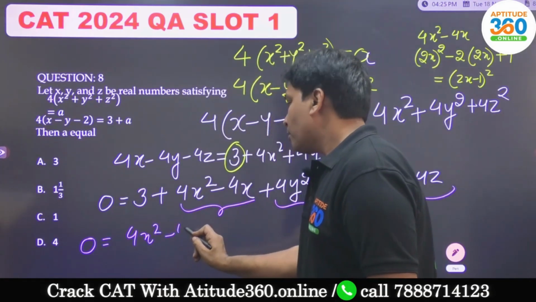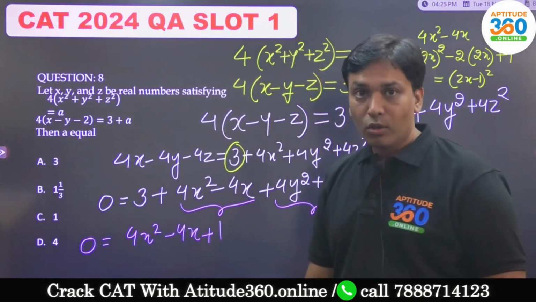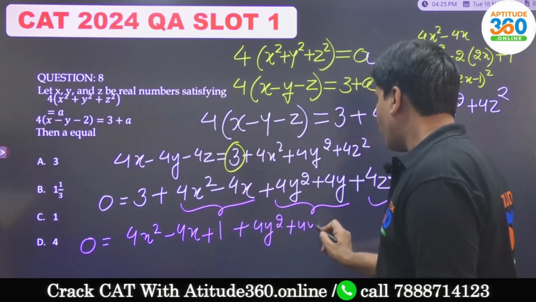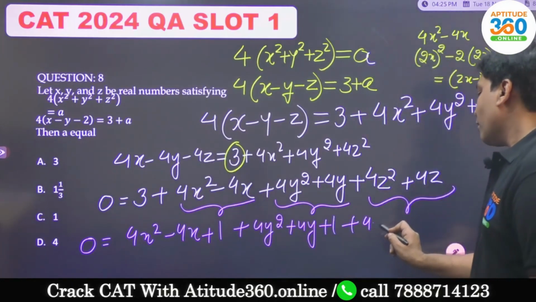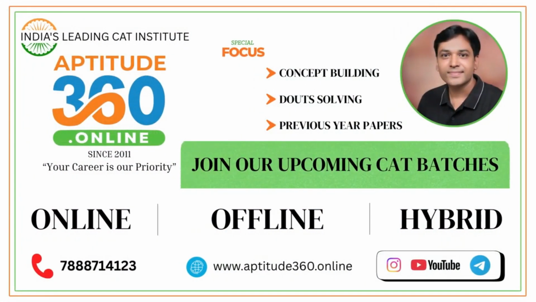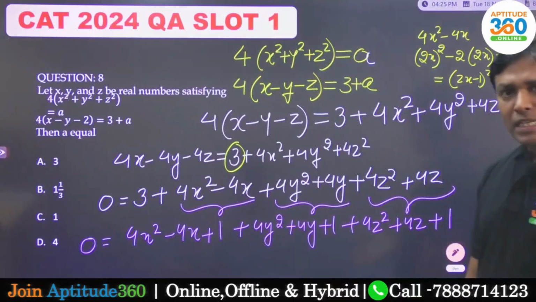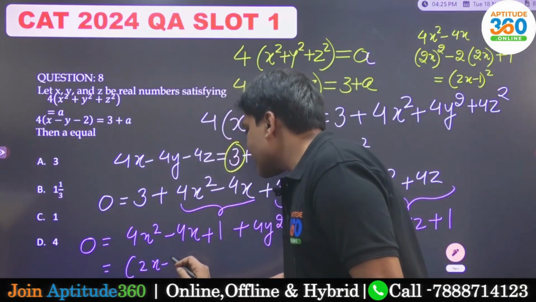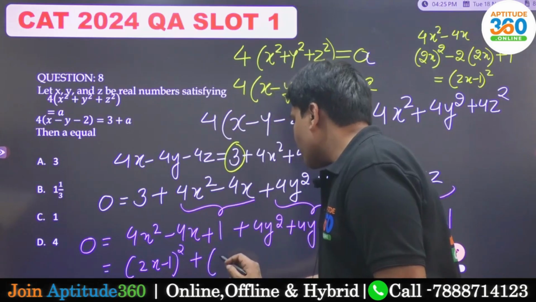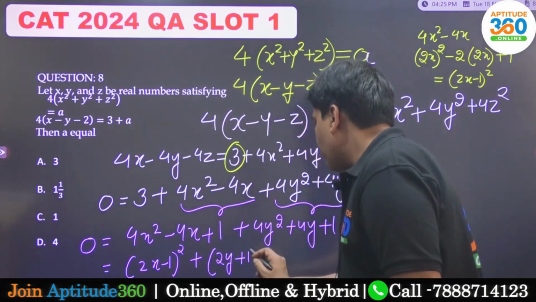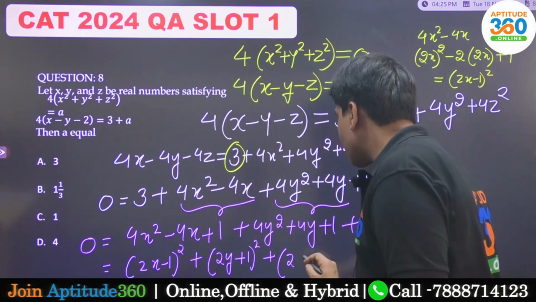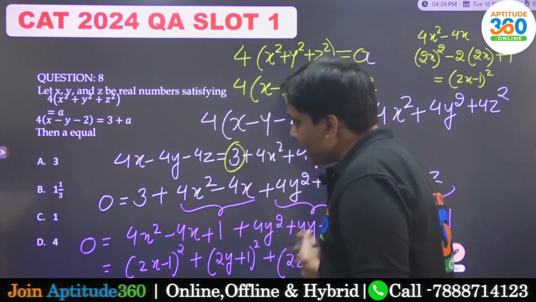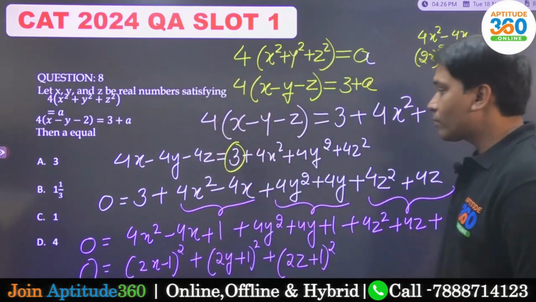4x square minus 4x plus 1, right? Plus 4y square plus 4y plus 1. And then 4z square, 4z plus 1. Mathematically, it does not make a difference, right? Can I say that this value out here is nothing but 2x negative 1 whole square? And how about this one? 2y plus 1 whole square, and then 2 times of z plus 1 whole square. And sum is equivalent to nothing but 0.